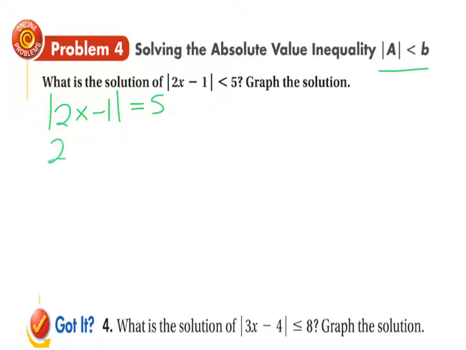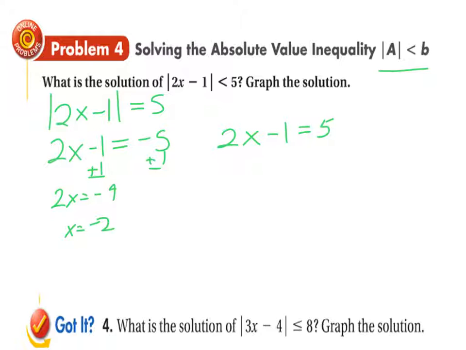So just like before, we'll solve the two equations, setting 2x minus 1 equal to negative 5 and to positive 5. If we add the 1 to both sides here, we get 2x equals negative 4. Divide by 2, we get x equals negative 2. Add the 1 here, we get 2x equals 6. Divide by 2, we get x equals 3. So again, those are the solutions if that were an equation.